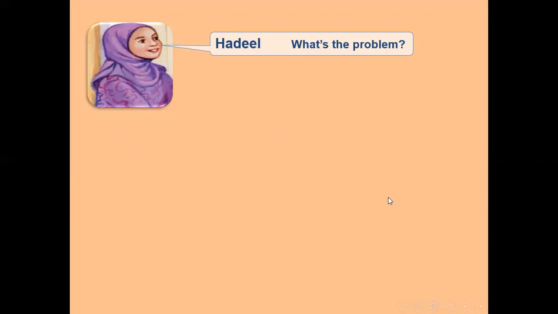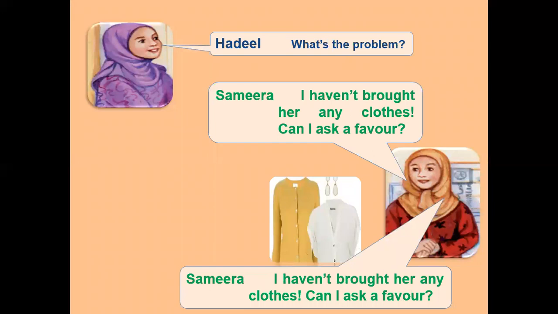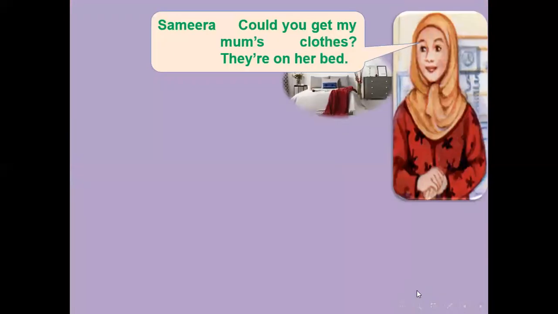Hadil said, what's the problem? Yes, the problem is that I haven't brought her any clothes. She hasn't got any clothes. Can I ask a favor? So Samira wants Hadil to do her a favor, to bring her clothes. I haven't brought her refers to the mother, Mrs. Masri, any clothes. Can I ask a favor? Of course, Hadil said. Could you get my mom's clothes? They are on her bed. These are the clothes, they are on her bed.